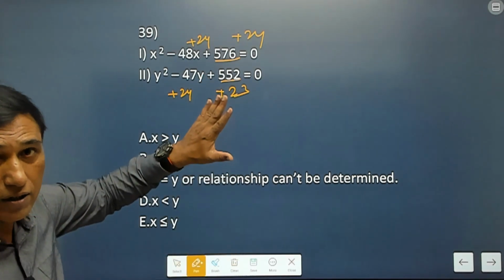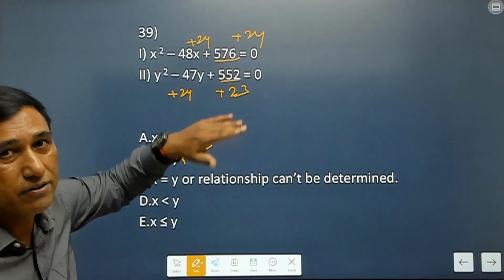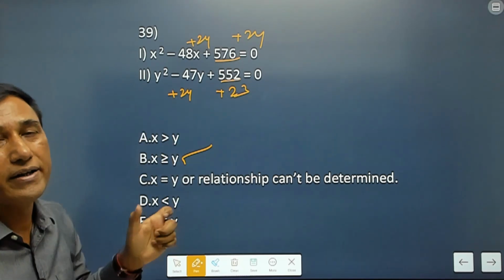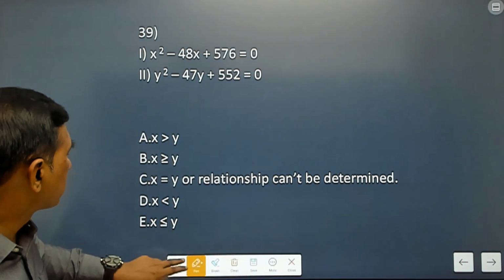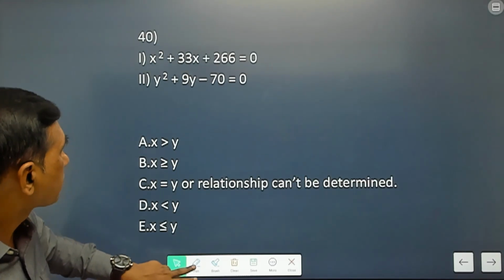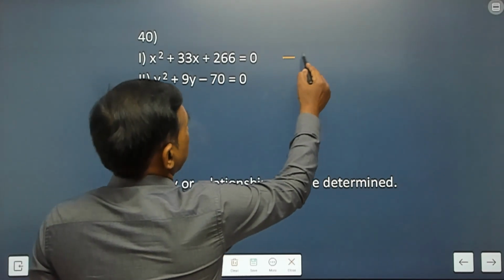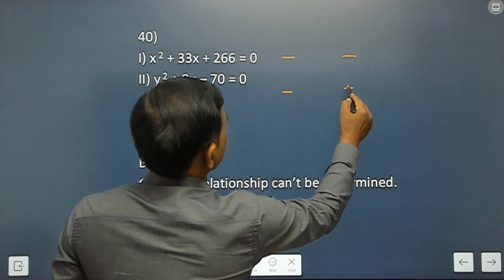So able to get the roots quickly? You simply see the numbers, we try to find out the root, and then we tinker the number a bit and get the roots. 24, 24, 23, 24. Plus, plus, plus, minus. Minus, minus, minus, plus.